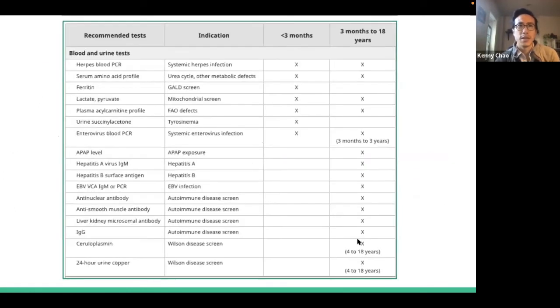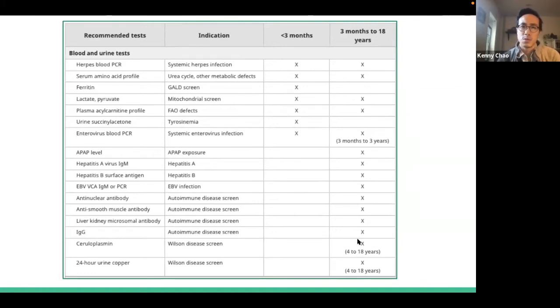This chart is from UpToDate on what other tests to get. A lot of these you might not necessarily send from the ED. So our job is basically to treat any acute issues, stabilize, and then dispo. A lot of these won't even come back for several days. But if you're working in a facility that's more vertically integrated, where you're just dispoing to your own ICU or transplant center, maybe you can start this.